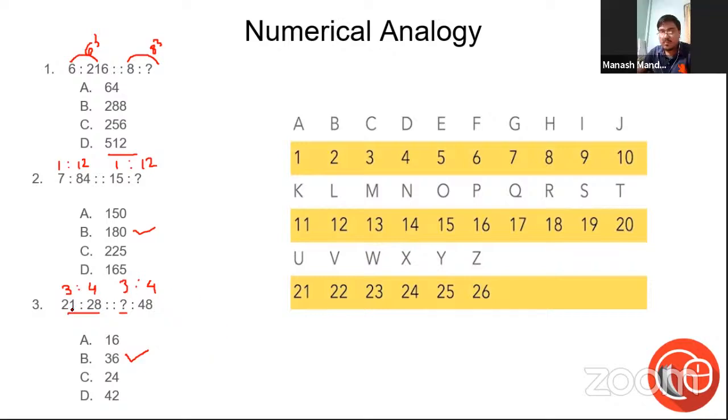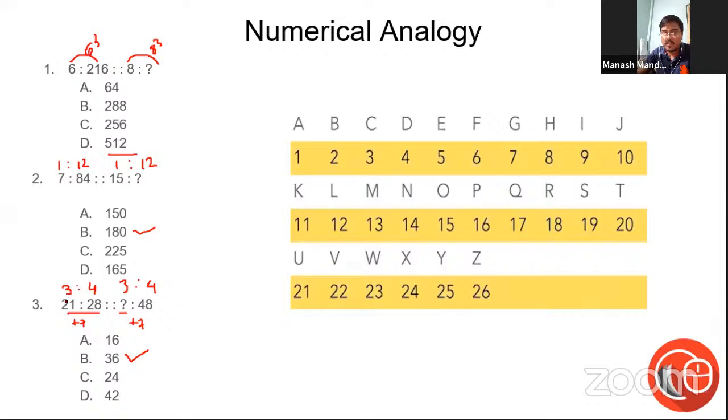Okay. See, first of all, we tried to use the logic of adding, right? 21 plus 7 is 28. There has to be some logic between these two numbers, right? So we used the logic where we added 7 here. We also tried subtracting 7 here, right? In order to get this answer, we have to subtract 7 from 48. The answer is 41. That is not in the option, it is 42 and not 41. So use the logic that both these two are divisible by 7, right? So we divide it by 7. 3 is to 4.